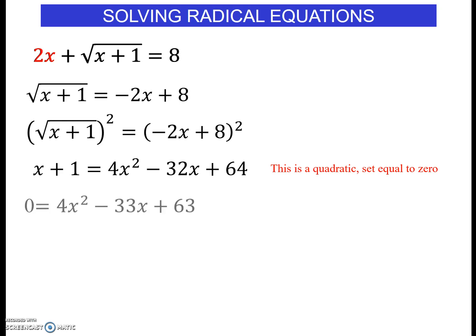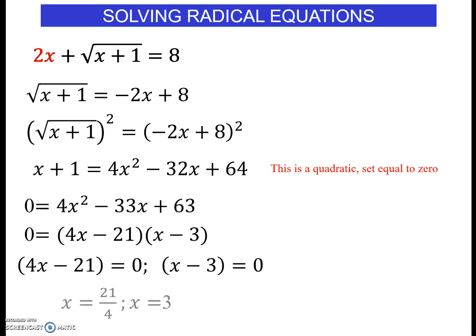So I move everything over to the right-hand side, and I get 4x squared minus 33x plus 63. At this point, you have to go through and factor. I'm going to do all of that for you in one step. So just know that this factors into 4x minus 21 times x minus 3, and I am expecting you to know that. And that means our answers are 21 over 4 and x equals 3.